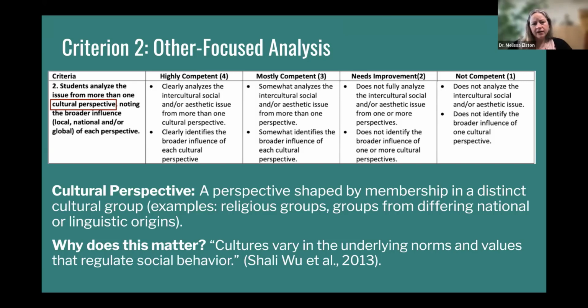Cultures vary in the underlying norms and values that regulate social behavior. Cultural values and norms are not all the same. So we want students to be able to pick up and set down those lenses with a little bit more agility when they've been through our classes. So that's what we're looking for here.